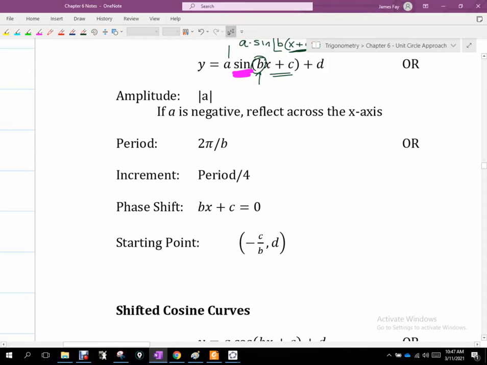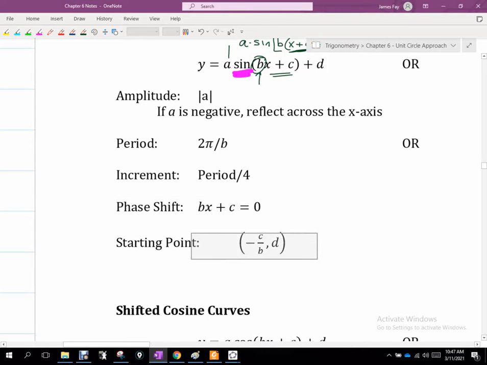so that you can find your critical points. I'm not ever going to use this, but if you ever want to know what the phase shift is, it's bx plus c equals 0. Phase shift with periodic functions is analogous to a horizontal shift. But I never do it that way. I don't explain it this way, but you can do it that way if you want to.